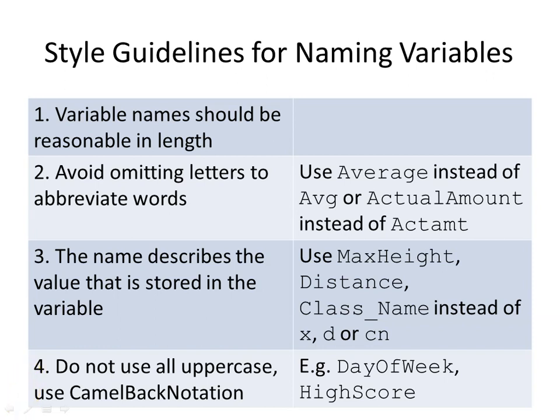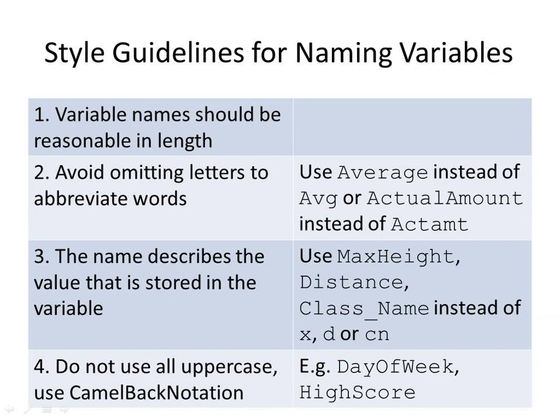Here are the 4 style guidelines. First one is straightforward. Don't make your variable names too long. You've got up to 40 characters, but in reality, no programmer will write a variable name that is 40 characters long because that's insanely long.